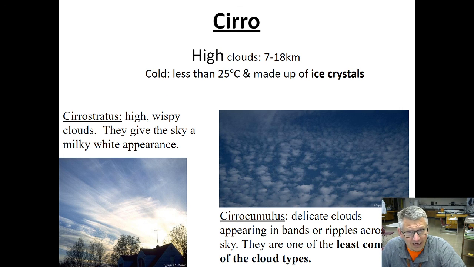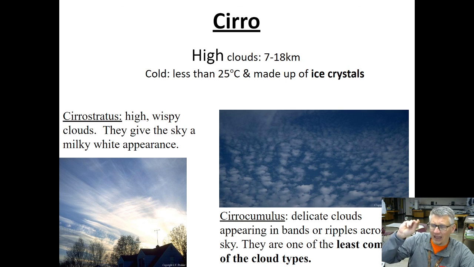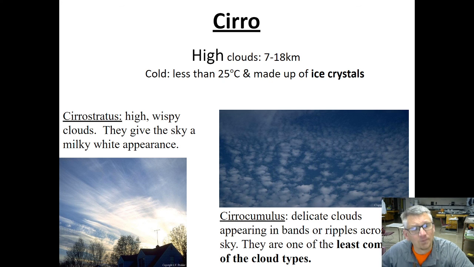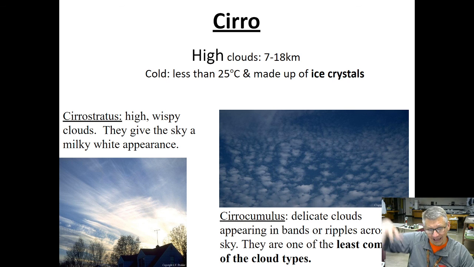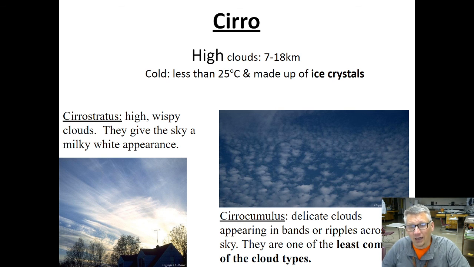So cirro are going to be high and wispy. For the most part, they are going to be ice because they are so high and it's so cold. If we have just a cirrus cloud, that is going to be just a thin wisp of a cloud. I'm sorry I don't have a picture of just a cirrus cloud, but we have a cirrostratus cloud on the bottom left, cirro meaning high, stratus meaning covering a large area. And in the middle right, we have cirrocumulus, cirro meaning high, cumulus meaning puffy. And there's a note here that says this is the least common of cloud types.